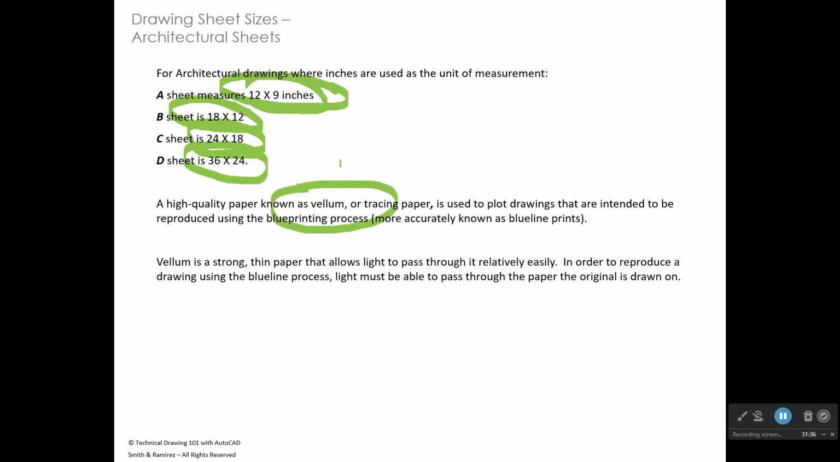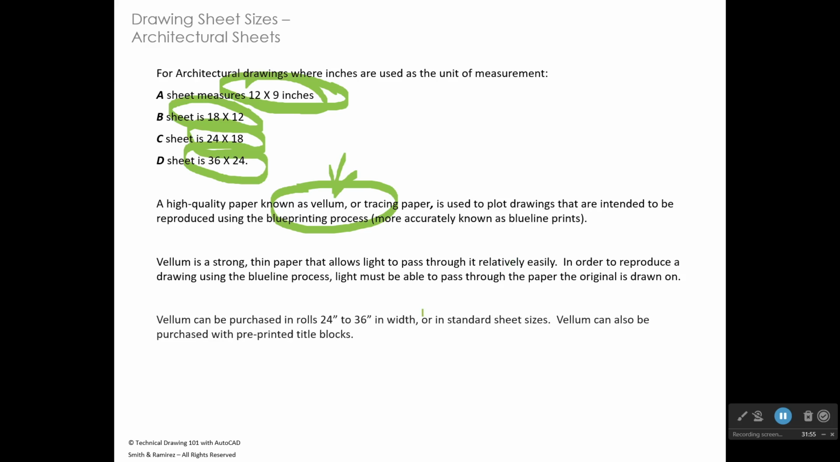All right. Back in the day, you drew on something called vellum, which was a paper that would allow light to pass through it pretty easily. That's what people used to make blueprints or blue line prints. Nowadays, most companies run more of a Xerox copy type print when they send those out to a job site. And I want to point out something.